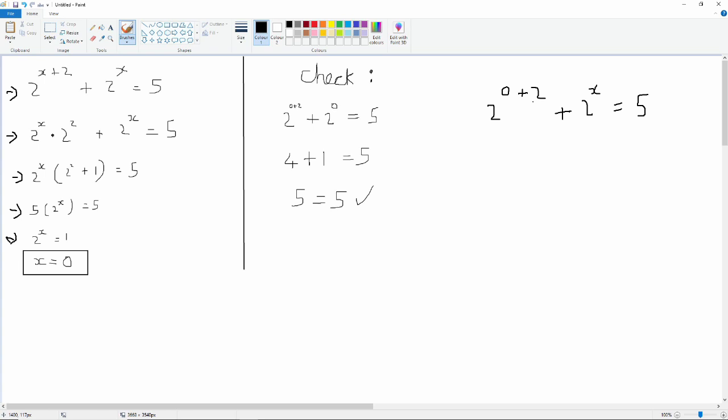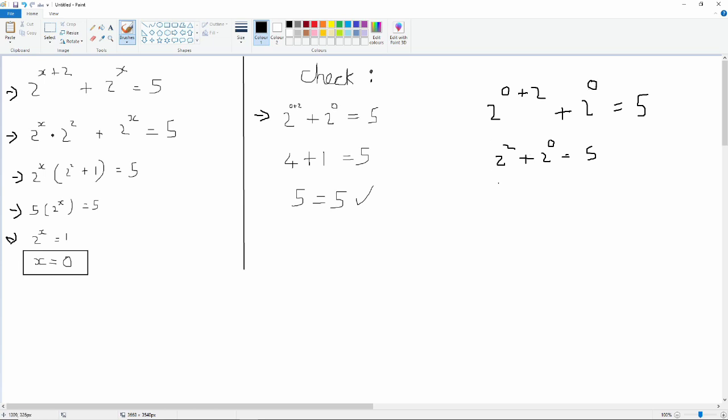So 2 to the power 0 plus 2 to the power, and we know x is 0, so we get rid of the x and we put in 0. And that's all equal to 5. So that's basically this line here. Well, 2 to the power 0 plus 2, well 0 plus 2 is just 2. So that's the same as 2 to the power 2 plus 2 to the power 0 is equal to 5.